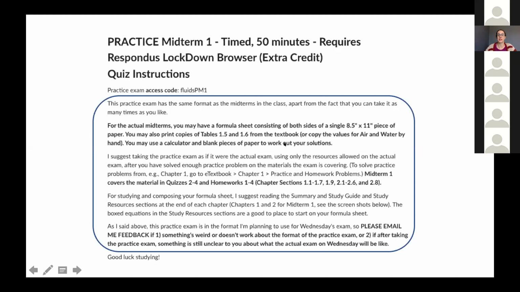Okay, question, do we need to download anything to use the lockdown browser? Yes, in fact, when I went into student view on Canvas to take the exam, it actually told me, in order to have this, you have to have downloaded lockdown browser. Here's the link, click on it and you can download it. And I think other students can maybe give you some guidance.